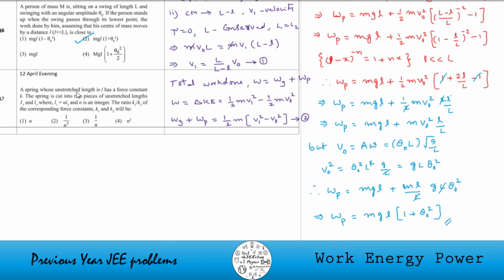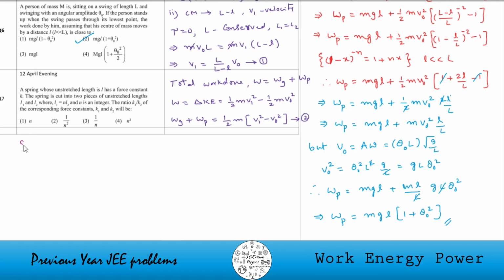Okay. Next, seventh question. A spring whose unstretched length is small l has a force constant K. The spring is cut into two pieces of unstretched lengths L1 and L2, where L1 is equal to N L2 and N is an integer. The ratio K1 by K2 of the corresponding force constants K1 and K2 will be.